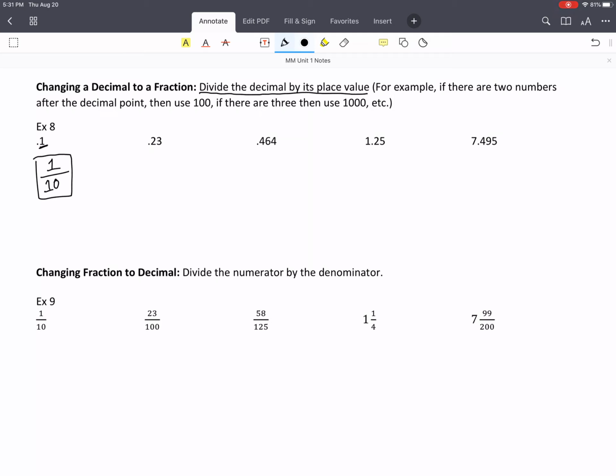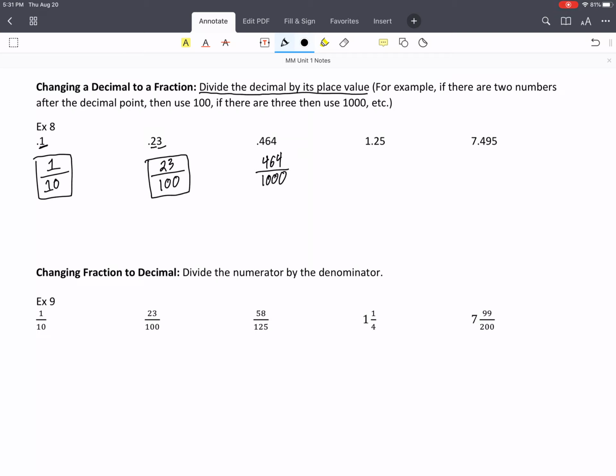And that gives us our fraction. Woohoo! Pretty easy there. So now, if we keep going, we have tenths, hundredths. So now we take both of those numbers, we take 23 and divide it by 100. That gives us our fraction. Okay? Same thing goes. So we got tenths, hundredths, thousandths. So we get 464 divided by 1,000.